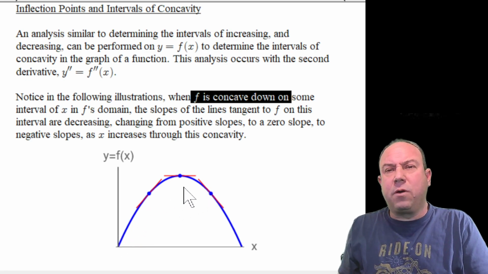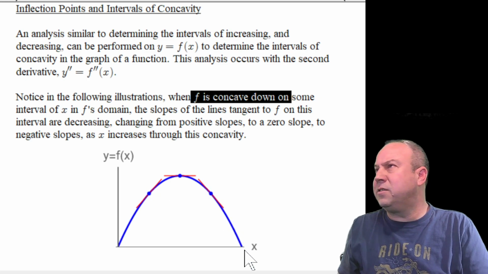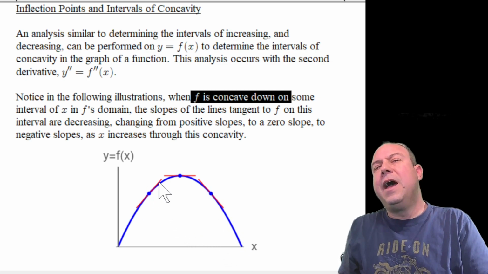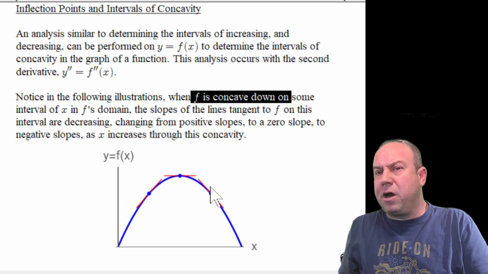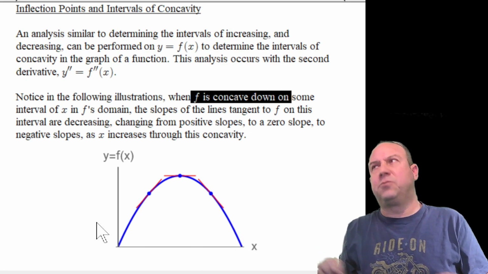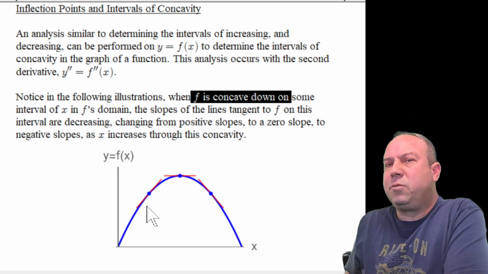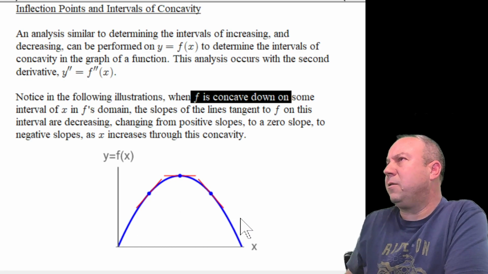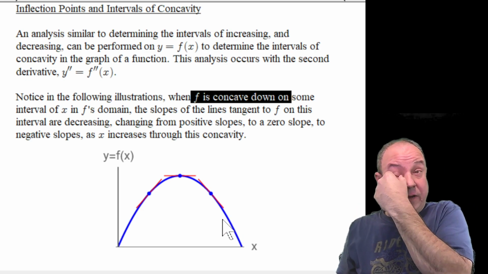So on a region of a graph where we're concave down, as this illustration illustrates, the slopes of the lines tangent to the curve will start off with positive values, becoming 0 and then becoming negative in value as we move through positive values of x, or careful there, as we increase through values of x. As we increase through values of x, the slopes will go from positive to 0 to negative in value. Right? When we are concave down.